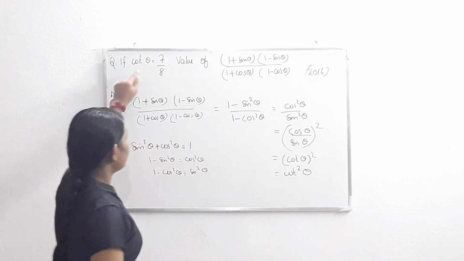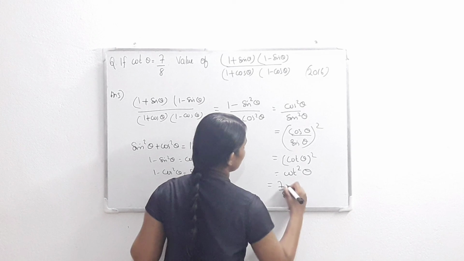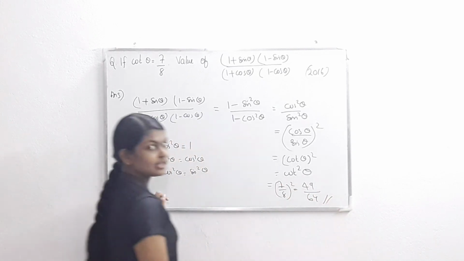Here cot theta is already given as 7 by 8. So cot square theta will be equal to 7 by 8 the whole square, which is equal to 49 by 64. So this will be the answer to this question.